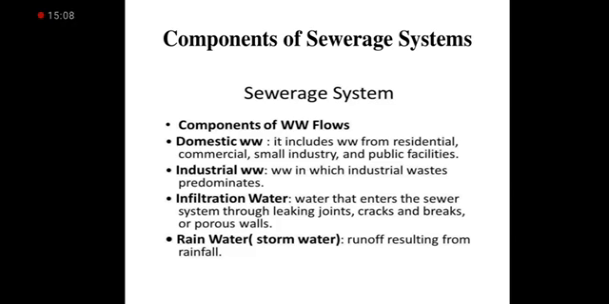Next is industrial wastewater. What is industrial wastewater? Here, industrial waste is predominant. From the big industries, the wastage comes. Infiltration water is water that enters the sewer through leaking joints, cracks or breaks, or porous walls. Rainwater, just now we saw storm water, is runoff resulting from rainfall. These all waters pass through the sewer line to the treatment plant, and storm water to the river or stream.